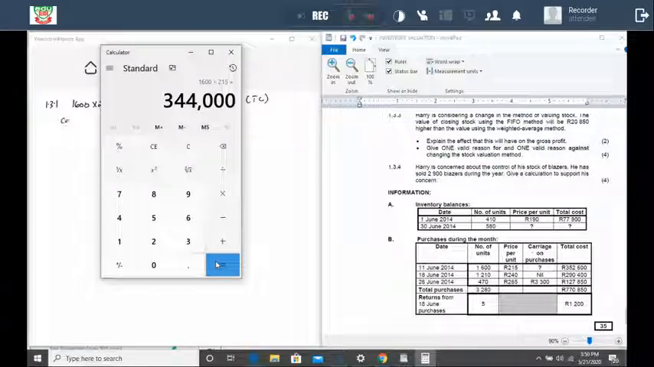So therefore, carriage will be the total cost minus the cost of the goods themselves. Okay, total cost minus the cost of the goods themselves will give you your carriage. So if we do the calculation together, you're going to see that it's going to be 8,600 rand. Okay, we'll move to the next question, 1.3.2. Okay, let's look at the question together.